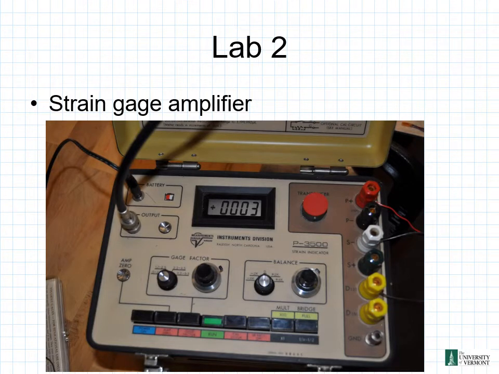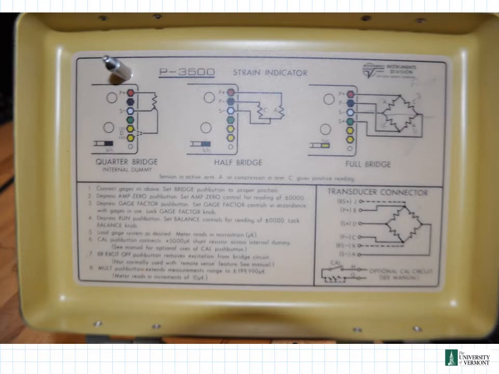So shown here is some of the equipment we'll be utilizing in Lab 2. This is the strain gauge amplifier. So it's a little bit older one, the P3500 here, but it works perfectly for what we're doing. It plugs right into our strain gauges. If you take a look inside the top, it gives you a little bit of instructions of how to use it, what to connect the wires for quarter bridge, half bridge, full bridge. So this information is right there underneath the top lid of our amplifier.